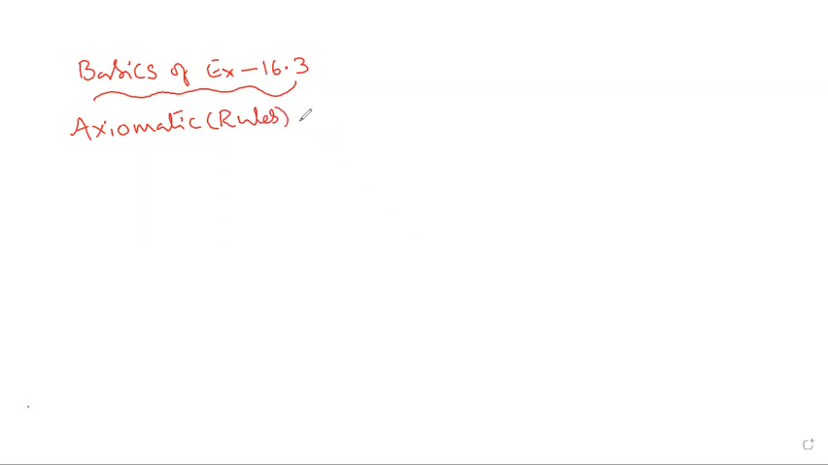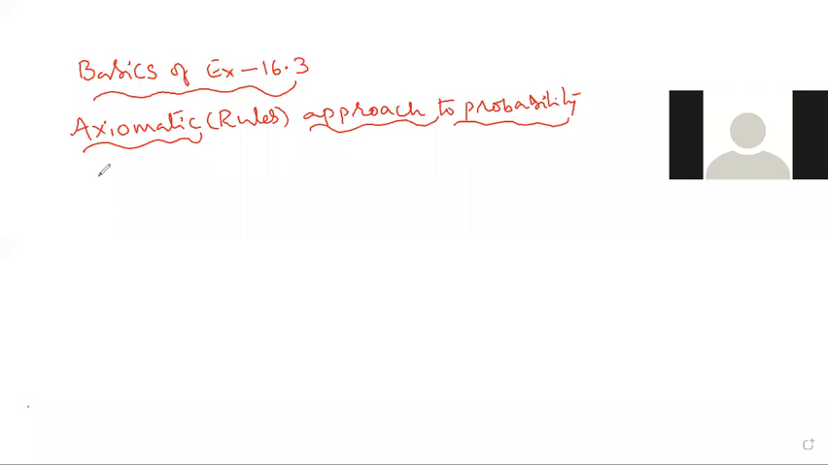Axiomatic means rules. Axiomatic approach to probability. Everyone underline this one: axiomatic approach to probability. Okay? Right. Everyone see. Axiomatic means I will tell rules. What are the rules? I will explain with examples. I will write the rules one by one.